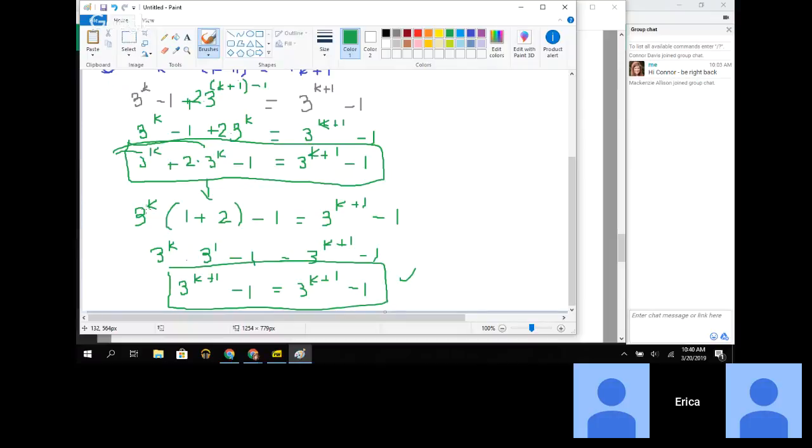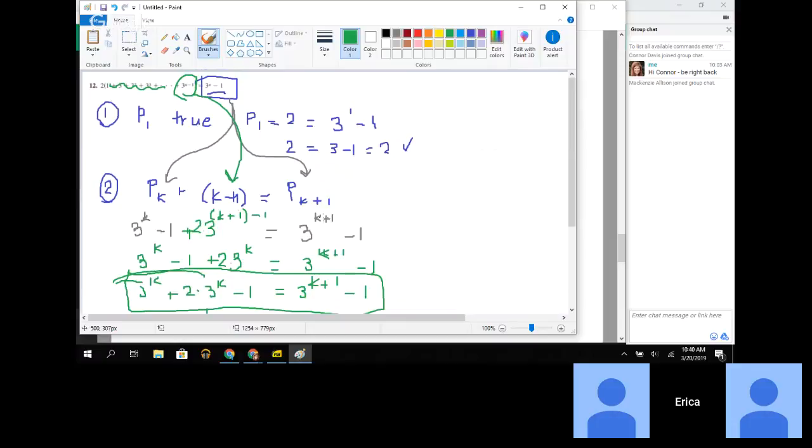Okay, sorry about the little rabbit hole there, but now that I have shown that P sub 1 is true and P sub k plus 1 is also true, then I can say that this is true by mathematical induction. True by mathematical induction.